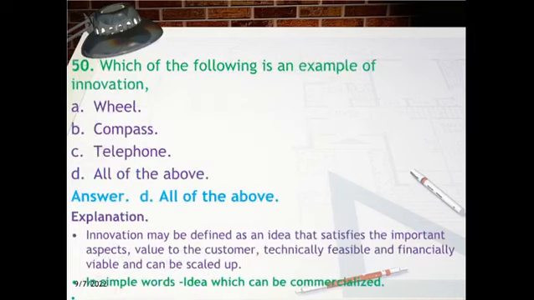50. Which of the following is an example of innovation? Wheel, compass, telephone, all of the above. Answer: D. All of the above. Explanation: innovation may be defined as an idea that satisfies the important aspects: value to the customer, technically feasible and financially viable, and can be scaled up. In simple words, an idea which can be commercialized.